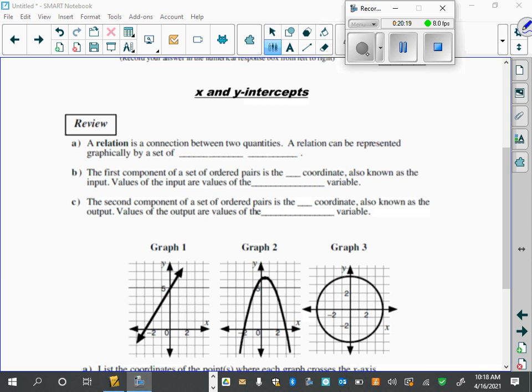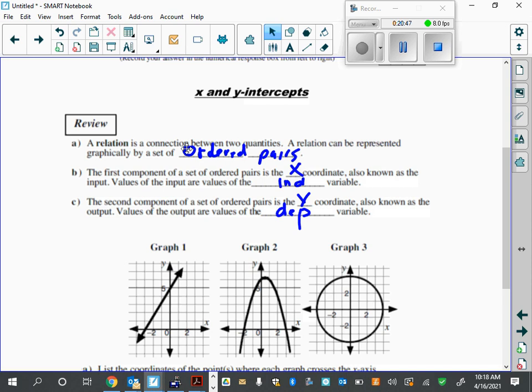Okay, a relation is a connection between two quantities. A relation can be represented graphically by a set of... Anybody? Yeah, ordered pairs is what they're looking for. Coordinates would be great. The first component of an ordered pair is the what coordinate? X. Is that independent or dependent? Independent. Y is dependent on X.